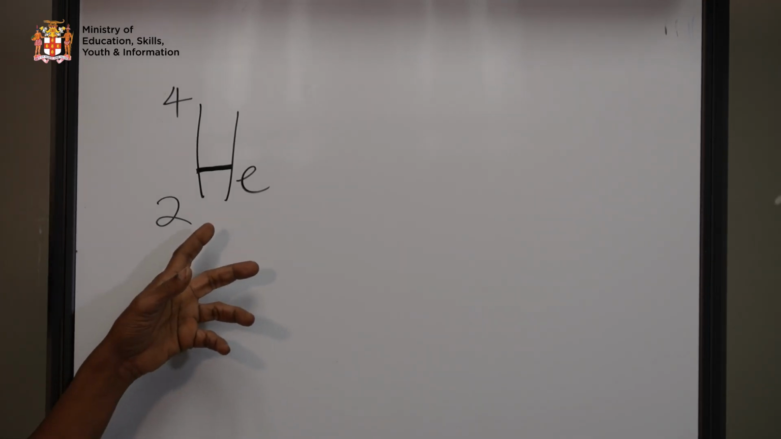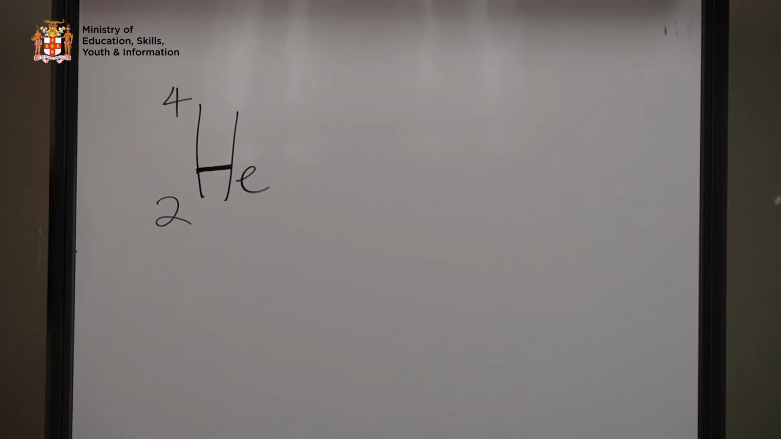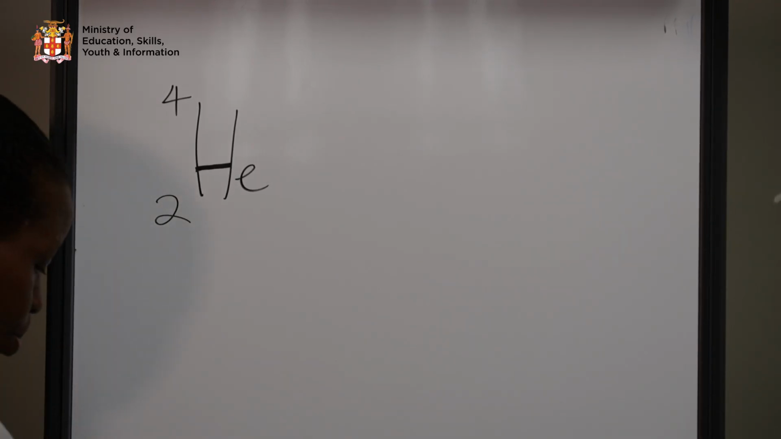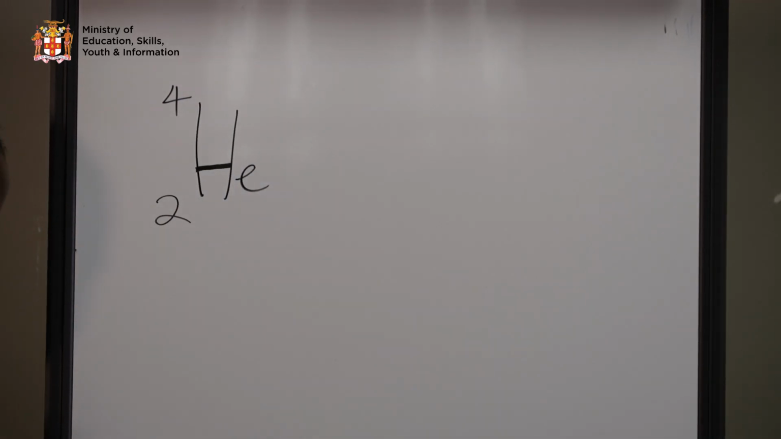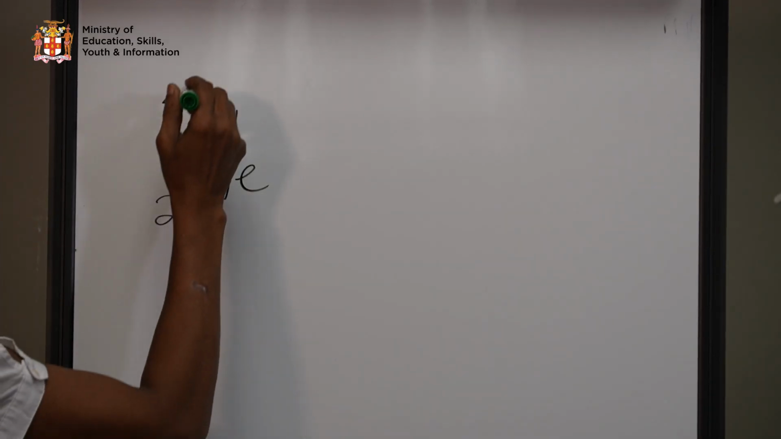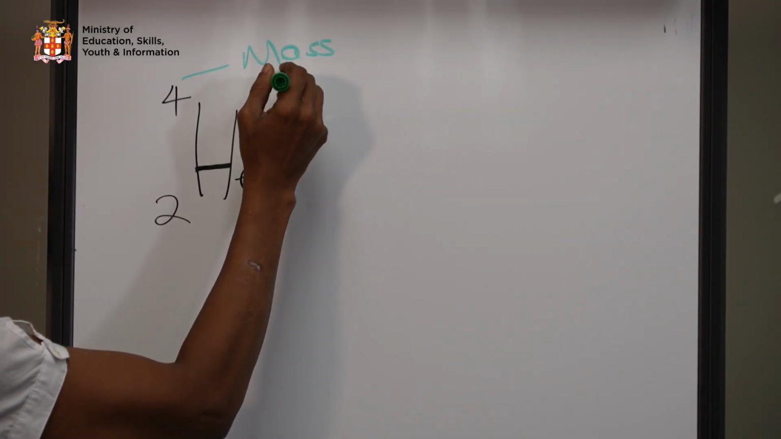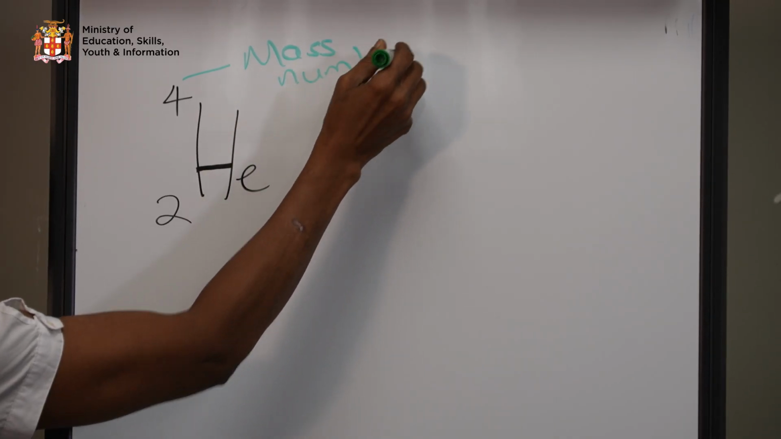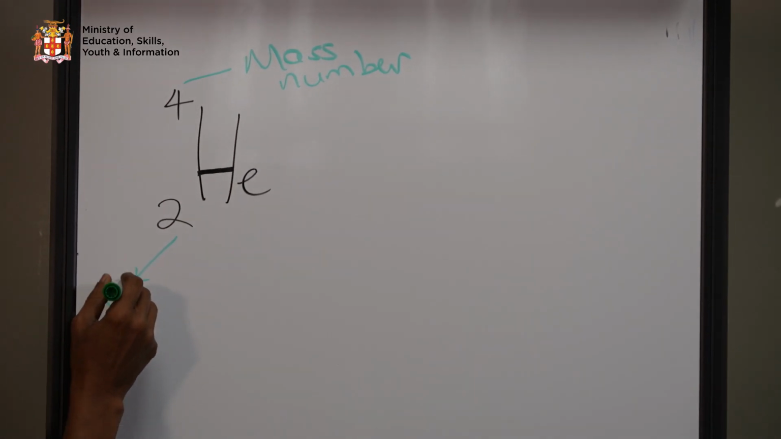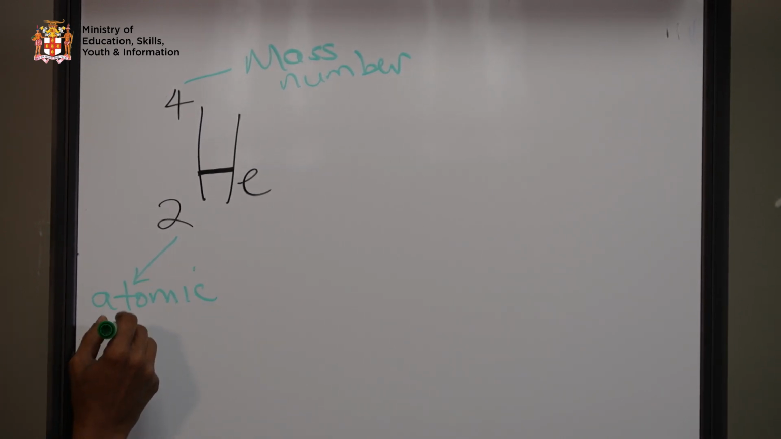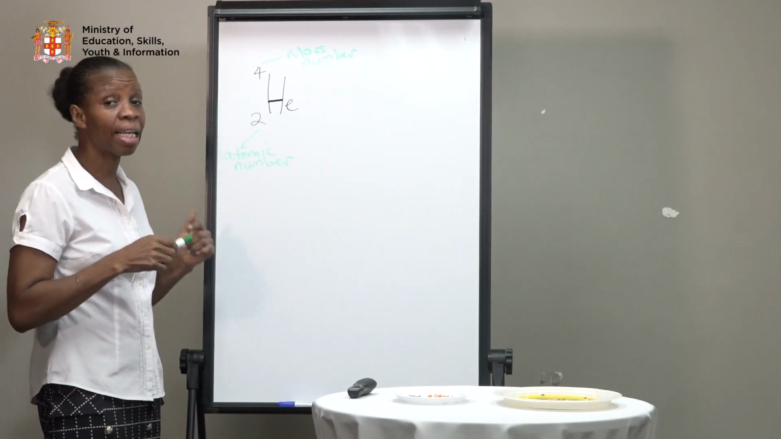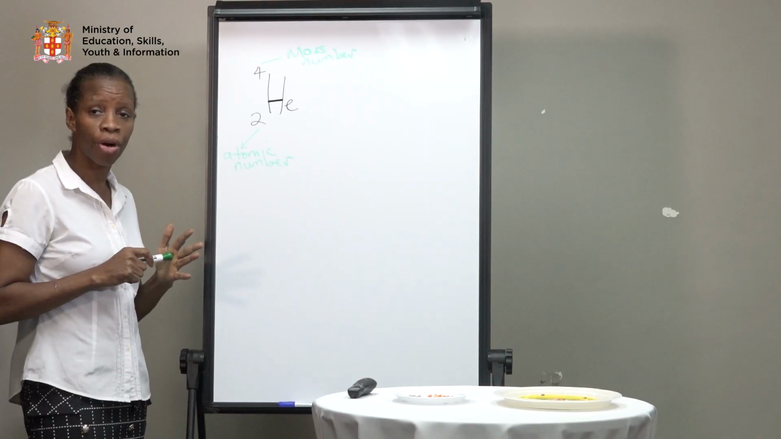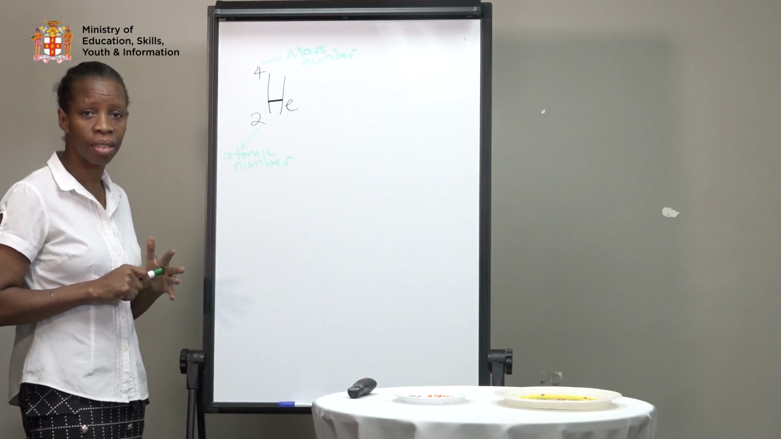So this is representing the element helium, right? And there's a number at the top, which is always larger. This is called the mass number, all right? This is our mass number. And the number at the bottom represents what we call our atomic number. All right? Now, once we are given these numbers, we can calculate the number of each subatomic particle, right?